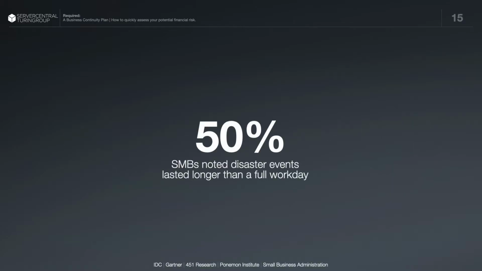So, let's put one sort of wrapper on that in assessing the potential risk. Of the SMBs in 2019 that noted a business continuity issue or disaster event, 50% of them said that it lasted longer than a full workday. Now, what that means is that that 107 minutes is a fraction. It is less than a quarter of what was actually experienced when an event occurred.